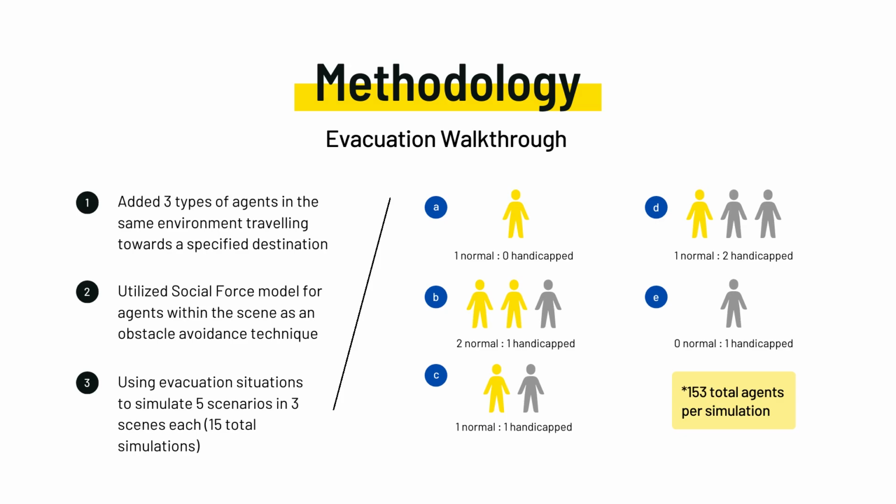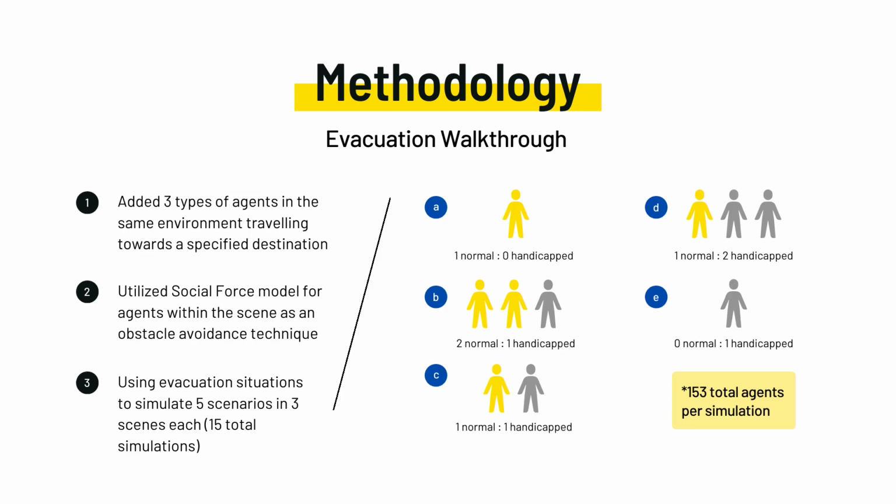Now we're going to walk through the evacuation. First, we added the 3 different types of agents in the same environment traveling towards a specified destination. As we mentioned before, these 3 different agents are our able-bodied agent, our visually impaired agent, and our wheelchaired agent. The 2 handicapped agents included in our scene are the wheelchaired agent and the visually impaired agent. Second, we utilized the social force model for agents within the scene as an obstacle avoidance technique. And third, using the evacuation situations, we simulated 5 different scenarios in 3 scenes for a total of 15 simulations.